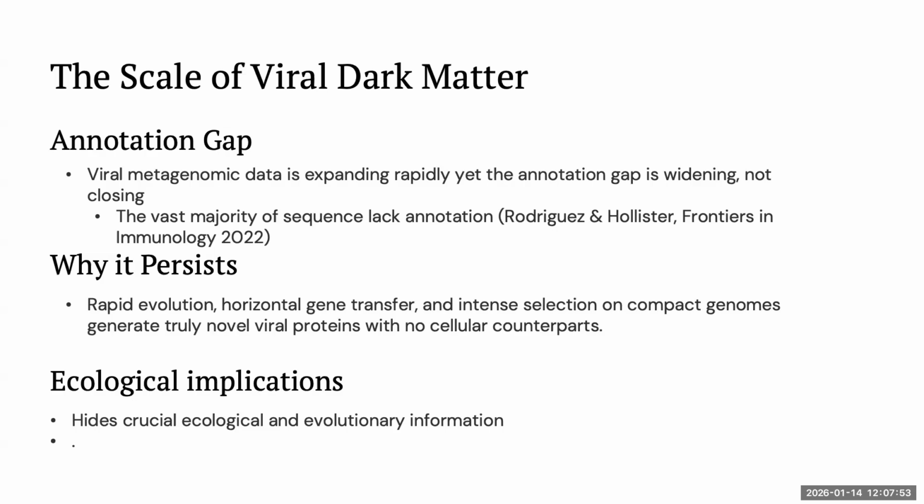The reason this viral dark matter issue persists, despite the fact that we're sequencing more and more, putting a lot of effort in, and instruments are getting faster and more accurate and generate more throughput, is because of rapid evolution, horizontal gene transfer, intense selection, and many, many other reasons. But I'm going to skip that. The implications are dire. We can't understand the ecology of viruses and how they work unless we're able to annotate those sequences. So the first thing that we had to do is build a set of tools that would allow us to do better annotations before we even start to tackle the question of how to predict phenome from genome.